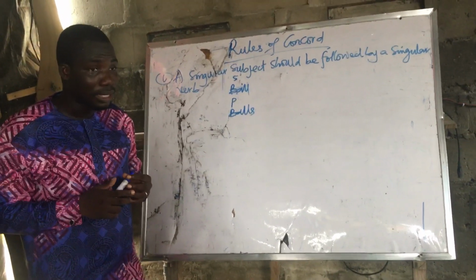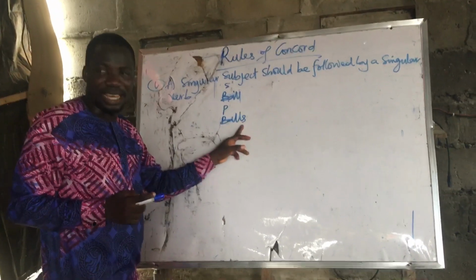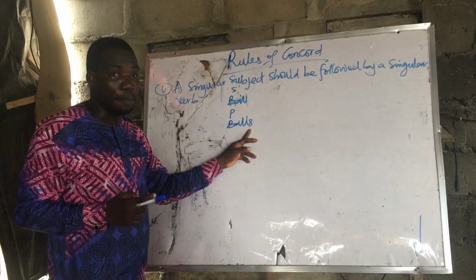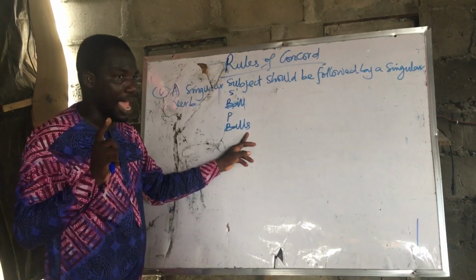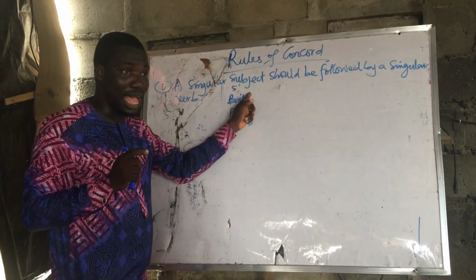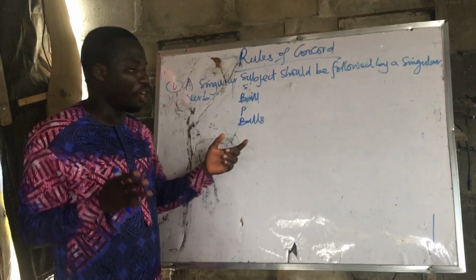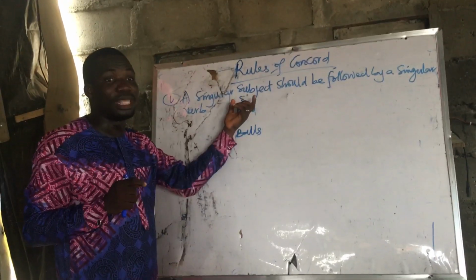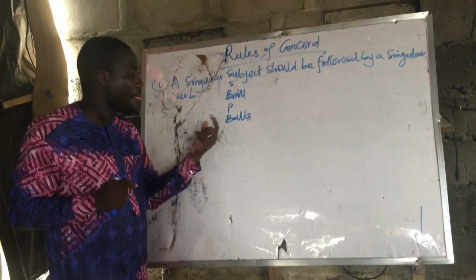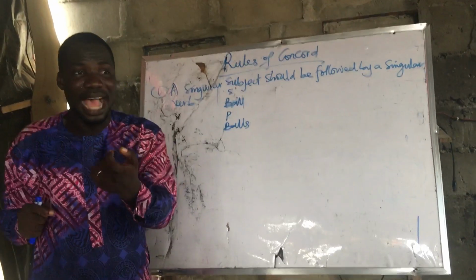The presence of letter S is the difference between the singular and the plural. That is to tell you that the singular noun is without letter S, and the plural noun is with letter S.